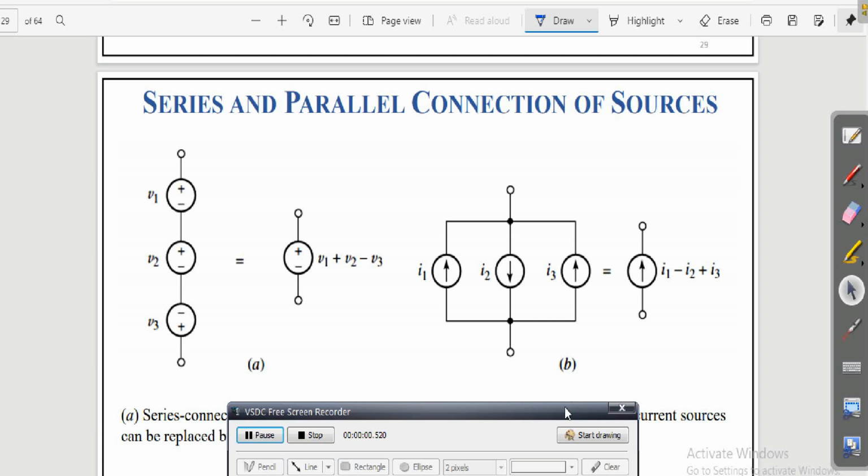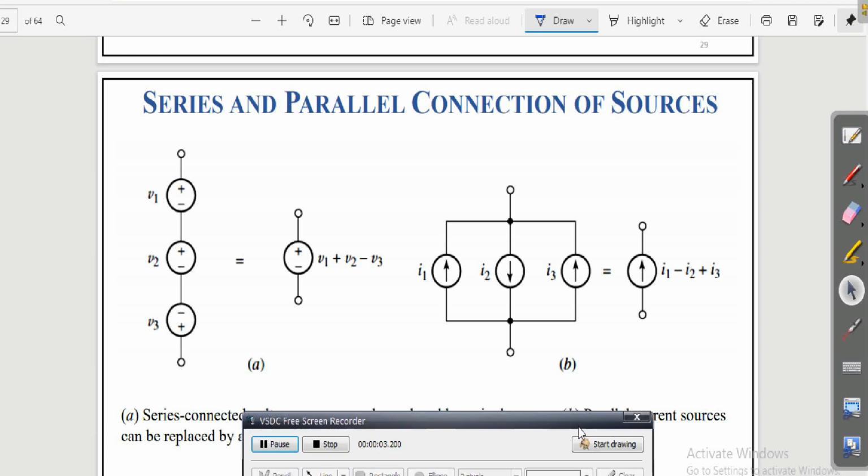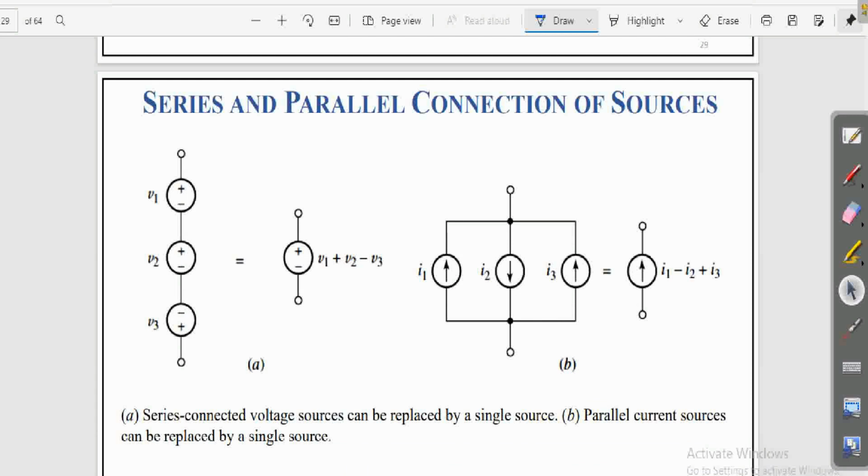The third part of analysis of DC circuit. The third part of analysis of DC circuit, which includes some series and parallel connection and transformation of sources. So some of the basics you already know.